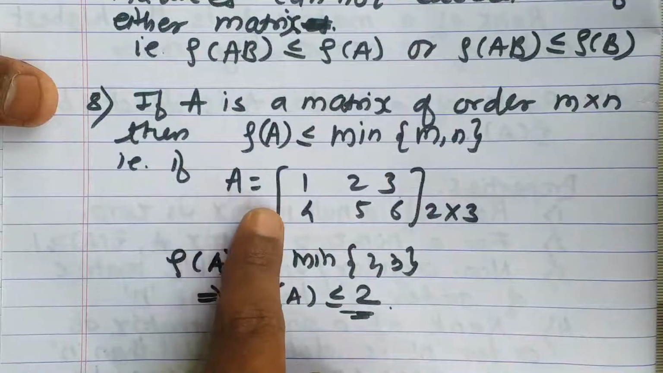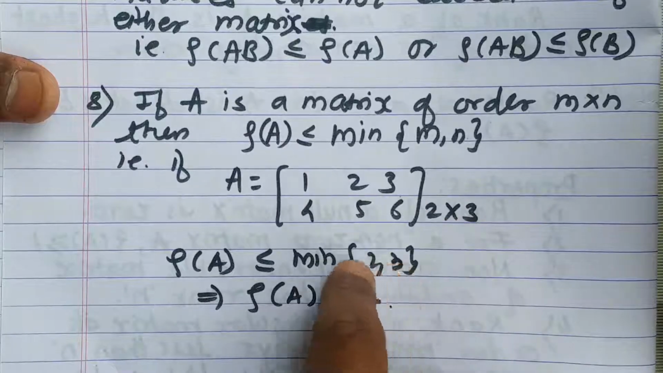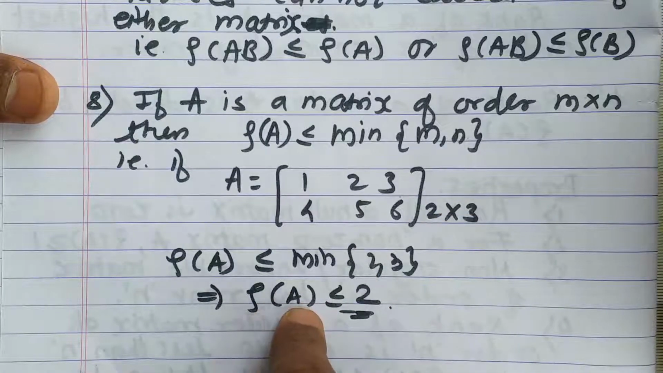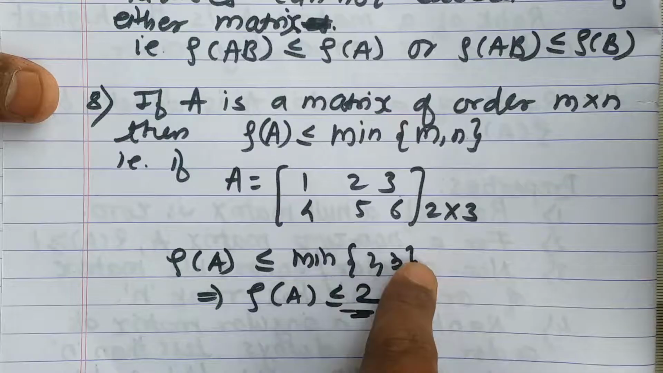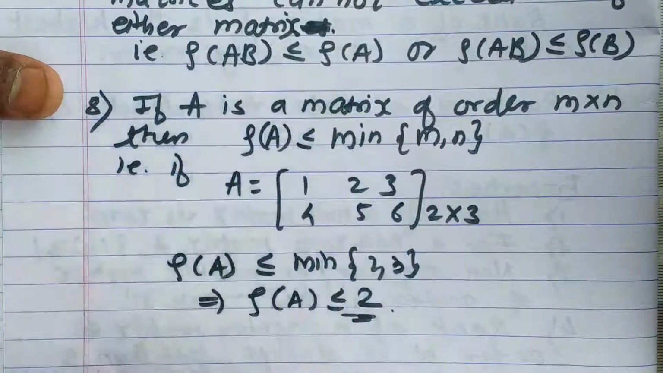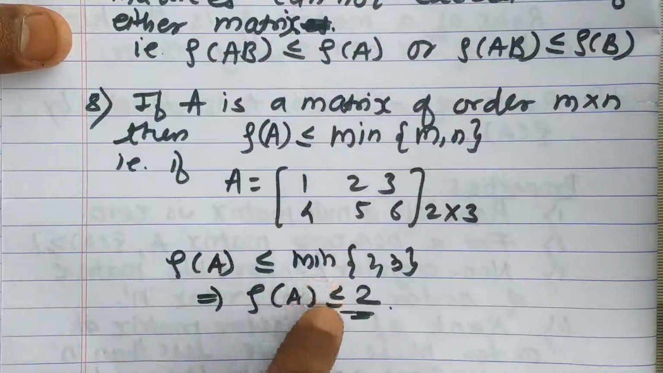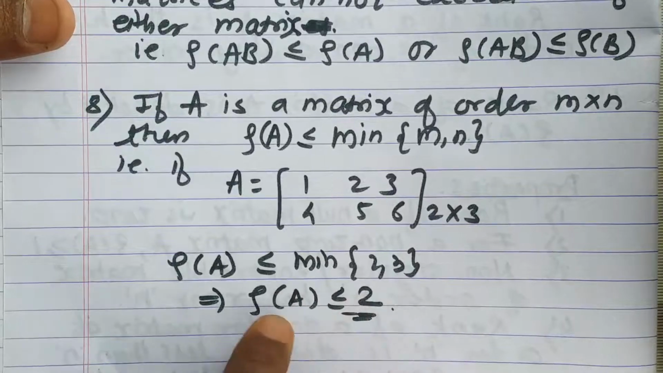For example, if we consider a 2 by 3 matrix, the minimum of 2 and 3 is 2. So the maximum possible rank for this matrix will be 2. It cannot be 3 in any case, because there will not exist any minor of order 3. There will not exist any determinant of order 3 in that matrix. Because of that, the maximum rank can be 2 for this matrix.